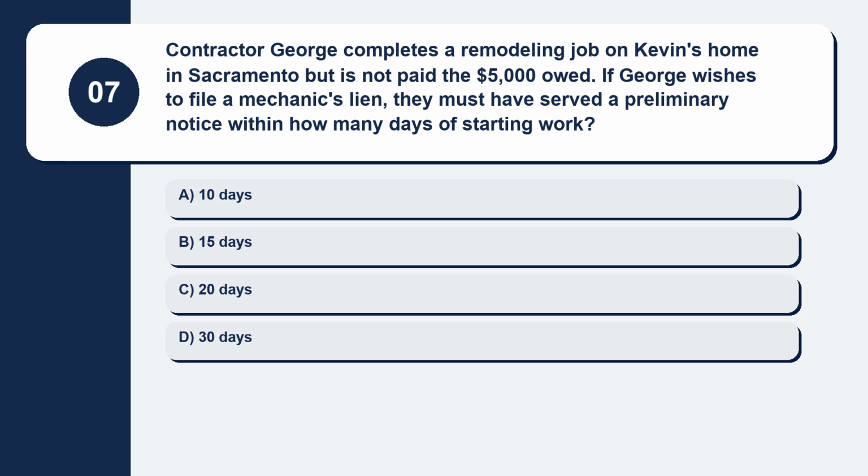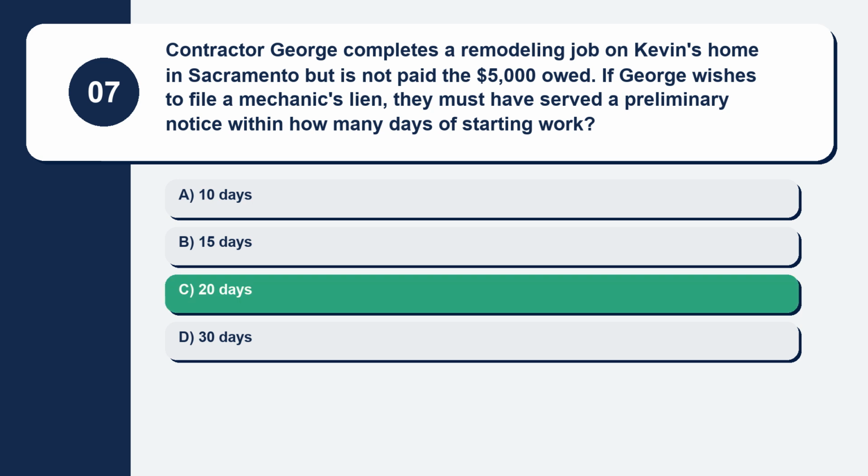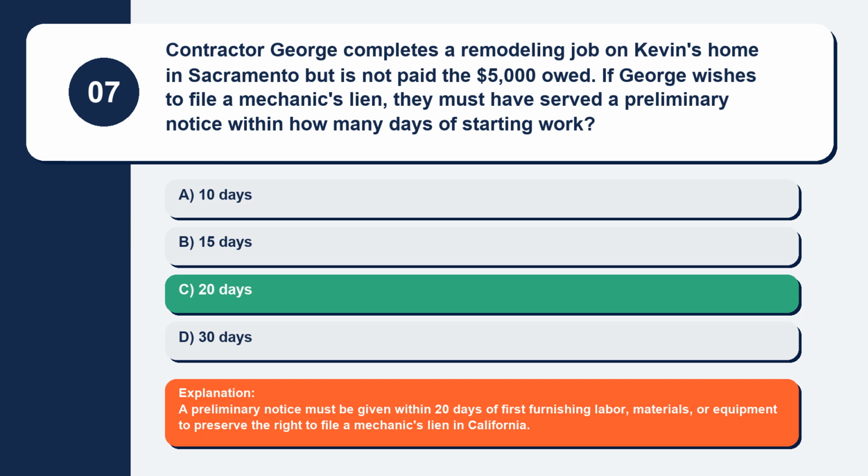Option A, 10 days. Option B, 15 days. Option C, 20 days. Option D, 30 days. The correct answer is option C, 20 days. Explanation. A preliminary notice must be given within 20 days of first furnishing labor, materials, or equipment to preserve the right to file a mechanic's lien in California.